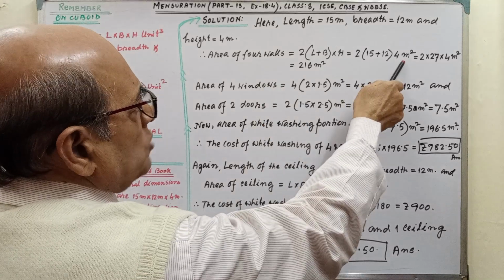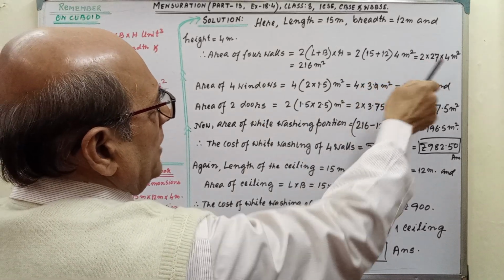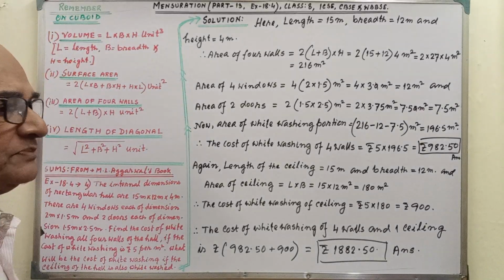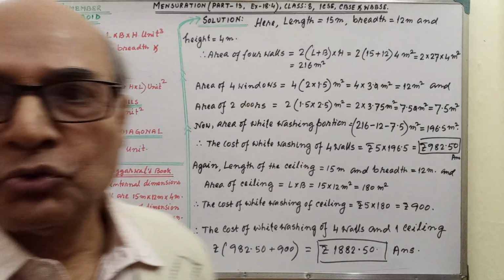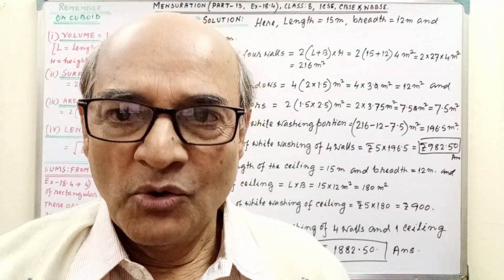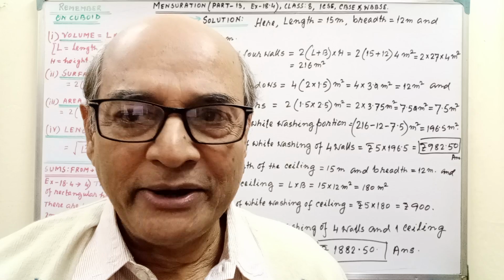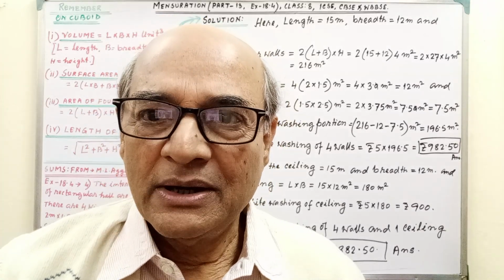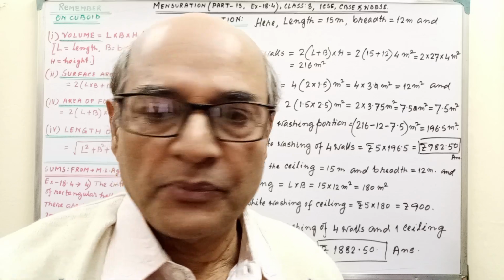Area, this is why meter square. By simplifying, we are getting 216 meters square. In the 4 walls there are 2 doors and 4 windows. Windows and doors will not be whitewashed. This is why this area will be subtracted from the area of the 4 walls.